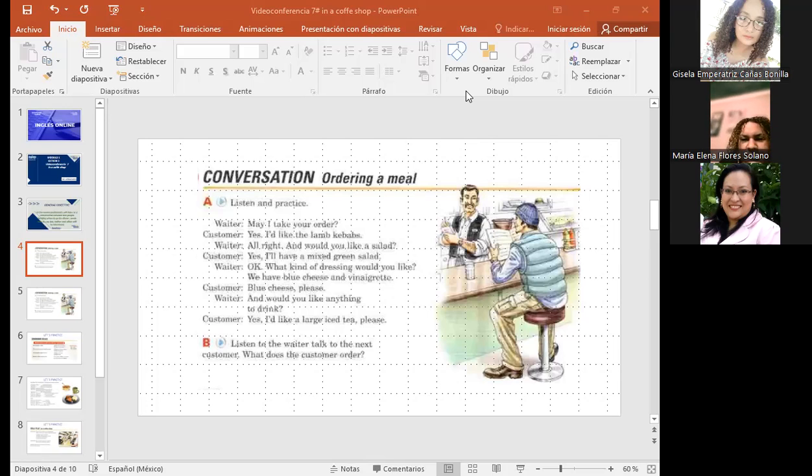May I take your order? Yes, I'd like the lamb kebabs. All right. Would you like a salad? Yes, I have a mixed green salad. Okay. What kind of dressing would you like? We have blue cheese and vinaigrette. Blue cheese, please. Would you like anything to drink? Yes, I like a large iced tea, please. Okay.